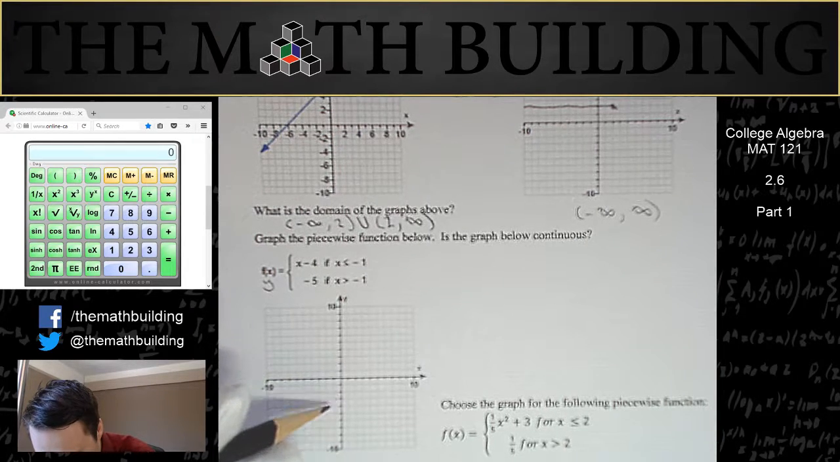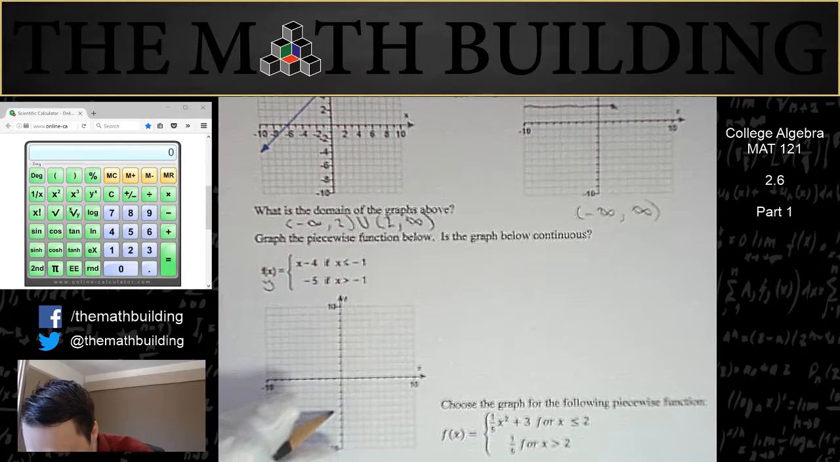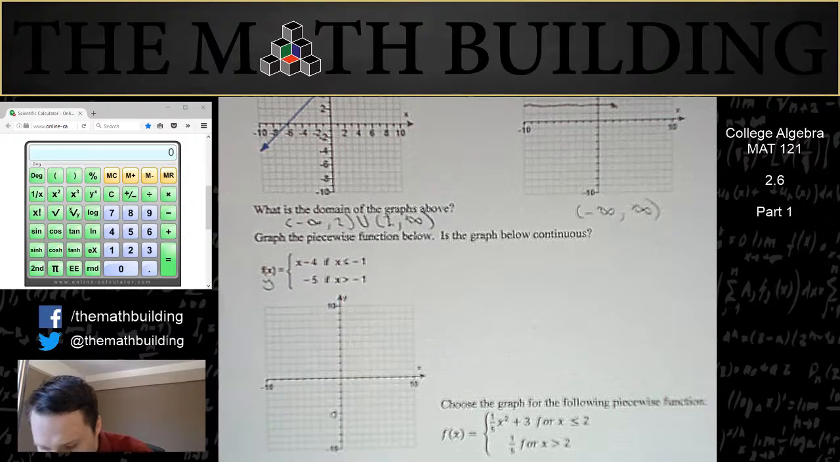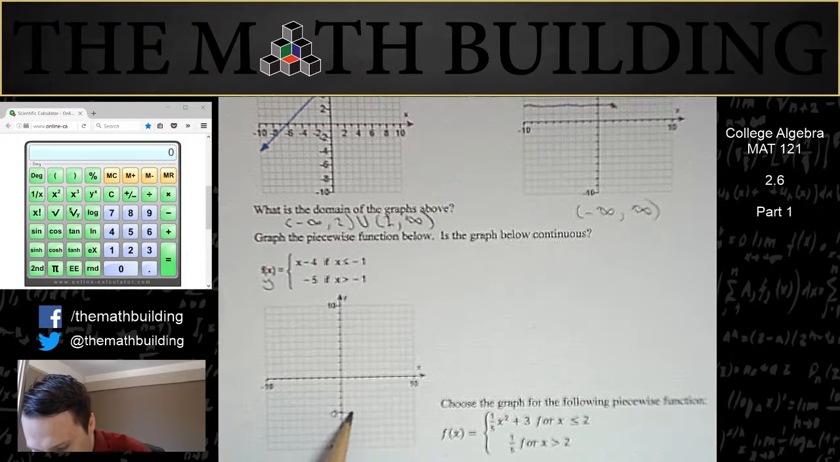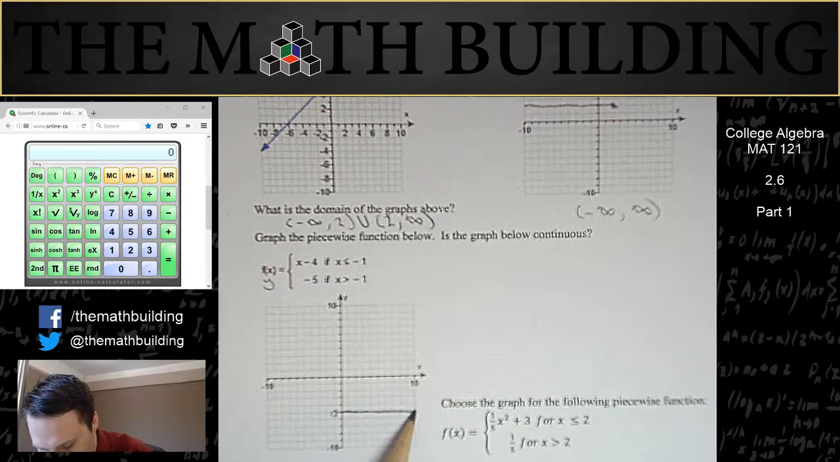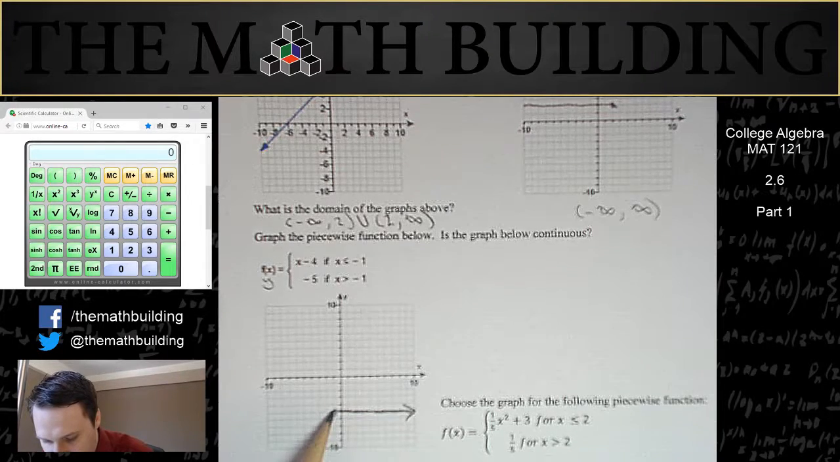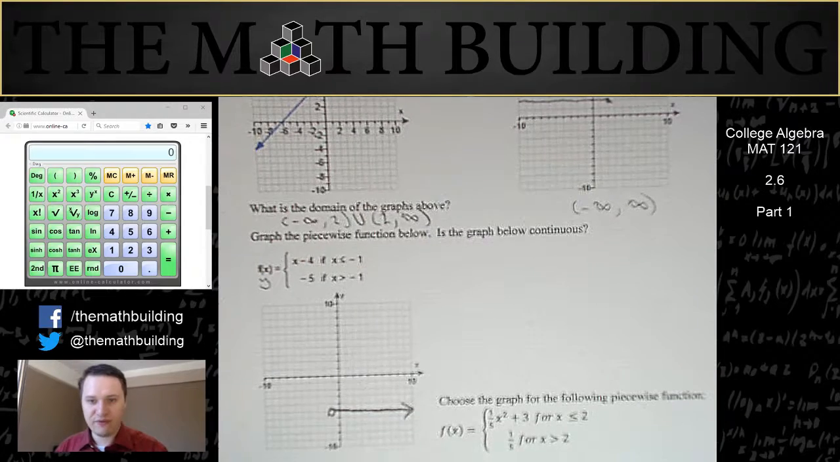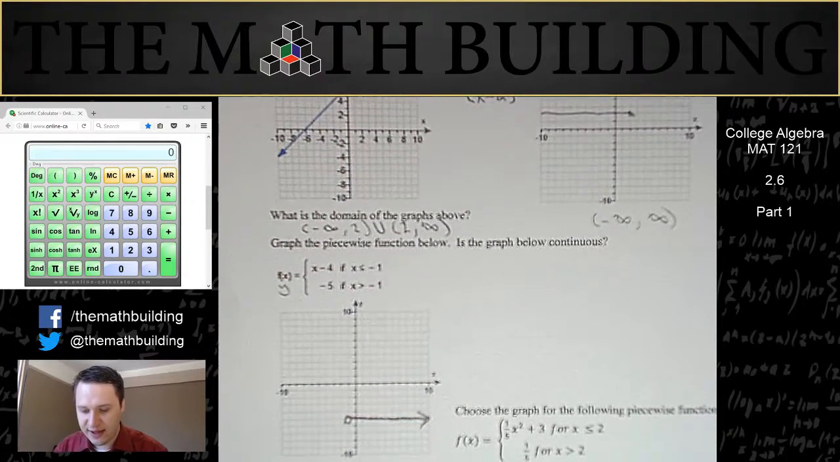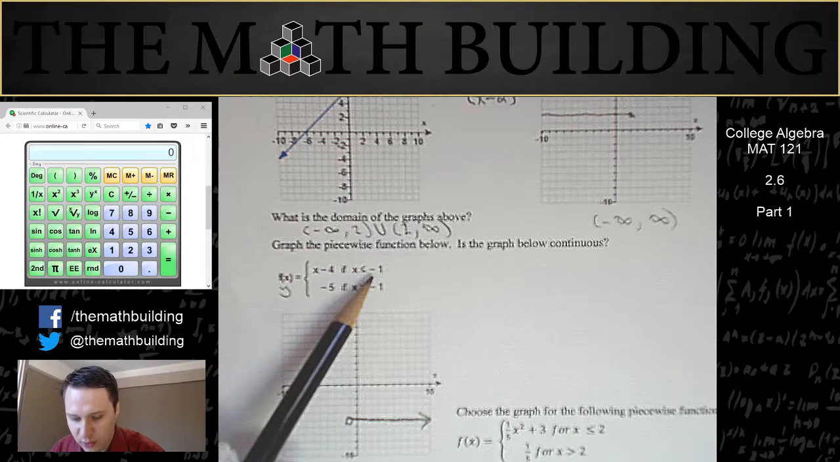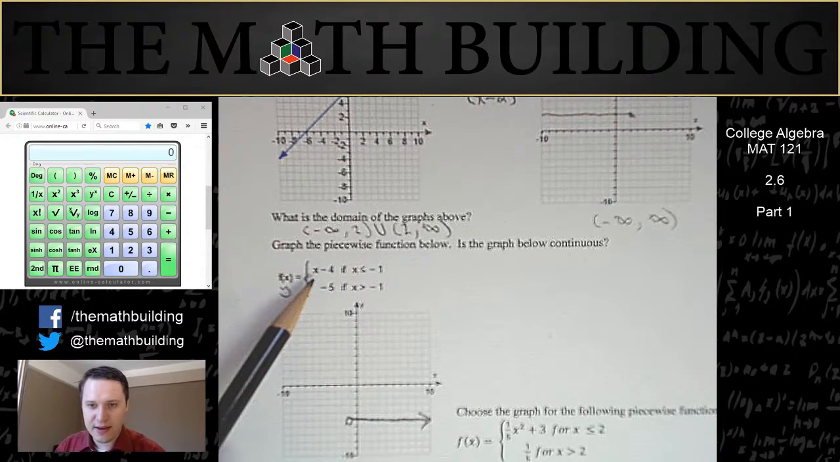1, 2, 3, 4, 5. I'm going to put an empty circle here because we're not equal to. We're only if we're bigger than -1. Y is the horizontal line, -5. Does that make sense? So there we go. So if that's this bottom part, if x is bigger than -1, y equals -5. If we're less than or equal to -1, then we're the line x minus 4.